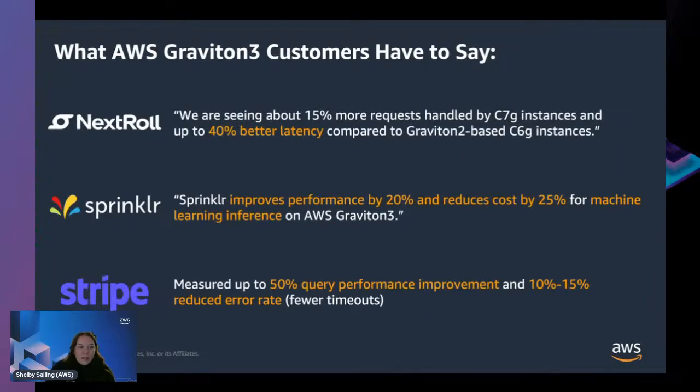Some highlights, and I'll get into one of these case studies in more detail. NextRoll said that they've seen about 15% more requests handled by C7G instances and up to 40% better latency compared to Graviton 2-based C6G instances. Company Sprinklr improves performance by 20% and reduced cost by 25% for machine learning inference on Graviton 3. And Stripe measured up to 50% query performance improvement and 10 to 15% reduced error rate, so fewer timeouts on payment processing. I actually have a Stripe highlight, so we'll get into that in further detail in just a minute.